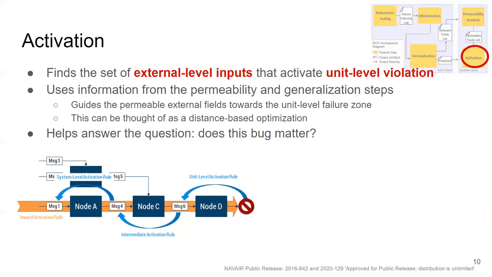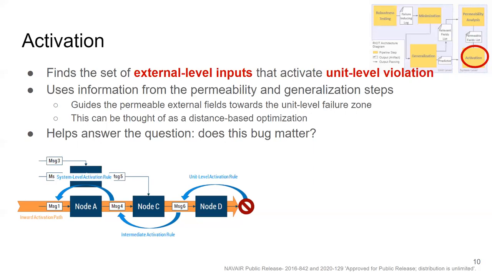We can treat the step as an optimization problem that minimizes the distance between the current output of a system and the unit-level generalization rule. For example, if the bug occurs when a particular unit-level field is negative, we can use global optimization to change the values of external inputs such that the internal value gets closer to negative.